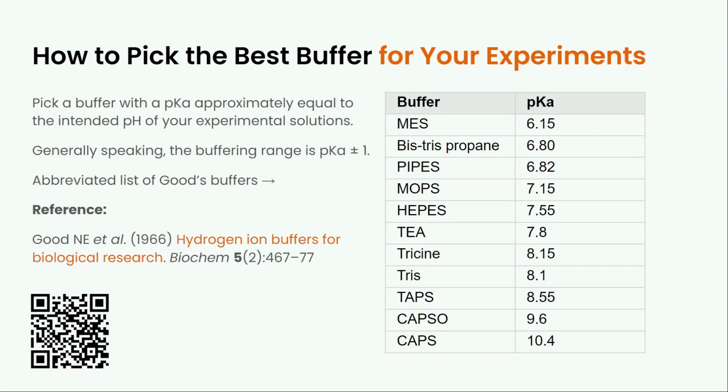So everything we've said hitherto points to this rule, right? You simply pick a buffer with a pKa approximately equal to the intended pH of your experimental solutions, because that's when it will be under optimal conditions to work as a buffer. Bearing in mind, pH does change with temperature. So I've got a list of abbreviated Good's buffers here. You've probably seen this chart pinned up in various labs. It's quite an old reference now, but it's still a useful one. So yeah, feel free to go and have a look. But here's some buffers and their corresponding pKa's. I believe these are for 25 degrees, but it's not actually quoted in the paper.